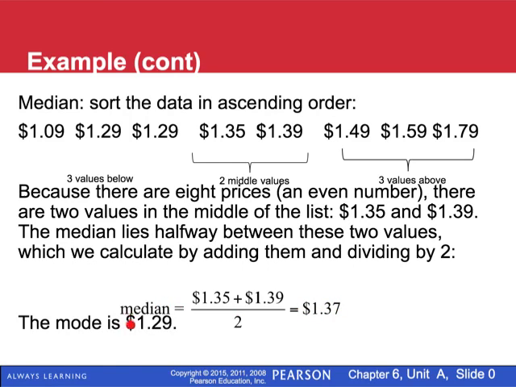And then the mode is the most commonly occurring one. So if you look at all the different values up here, the only one that occurs more than once is 1.29. So that's the only one that occurs more than once, so that one is the mode.